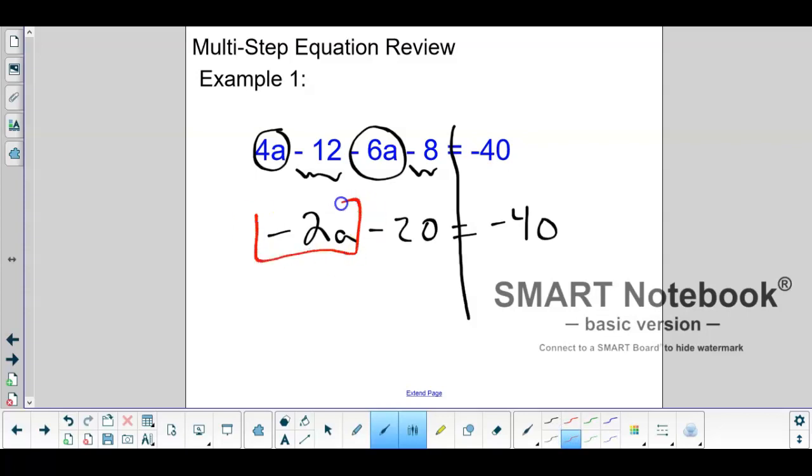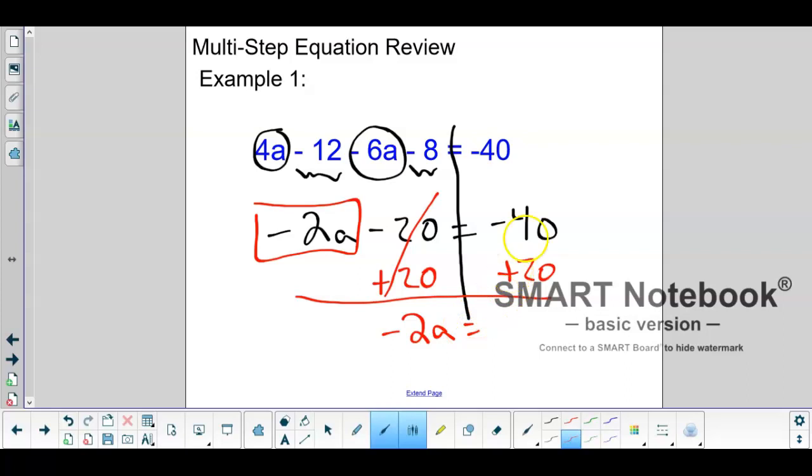So I'm going to locate my variable, negative 2a here. What's being done to negative 2a? It's being subtracted by 20. I know that the opposite of minus 20 is to add 20 to both sides. My 20s will cancel out and leave me with negative 2a. On my other side, I have negative 40 plus 20, which is going to equal negative 20.